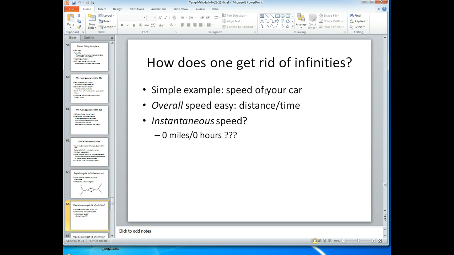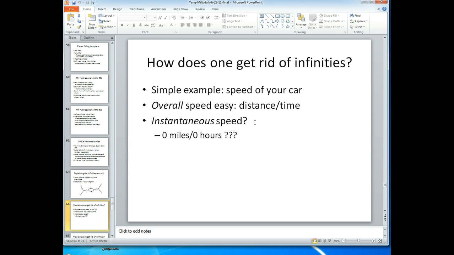The simplest example is calculating the speed of your car. Calculating overall speed is very easy. If you're going to a city that's 60 miles away and it took you 1 hour, then on average, overall, you were going 60 miles an hour. You take the distance traveled, divide by the time. That's the speed. But what about instantaneous speed?